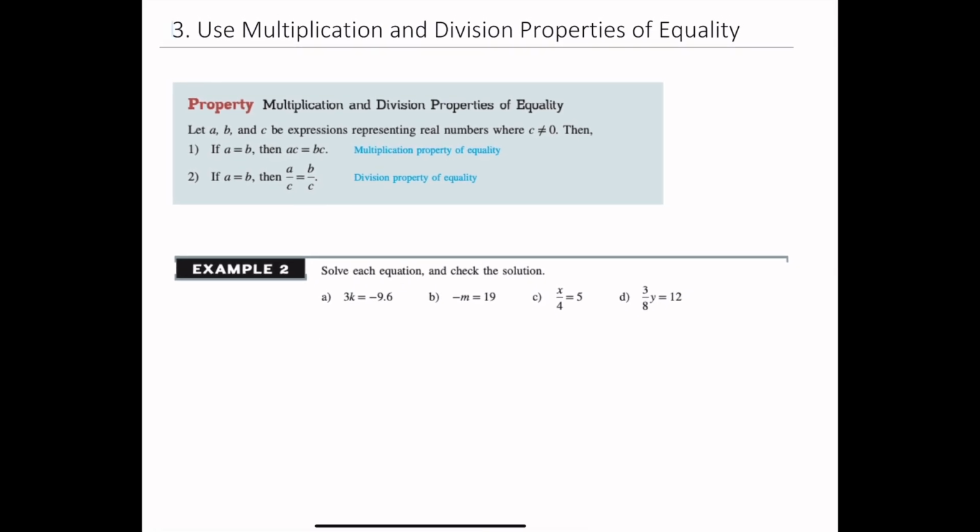Now let's practice using multiplication and division properties of equality. Just like we can add or subtract a number from both sides of an equation, this is saying if a equals b, then a times c equals b times c. You can multiply a number on both sides of the equation. Also, if a equals b, then a divided by c equals b divided by c. You can divide a number on both sides of the equation. And you have to do it on both sides. That's sort of the key to make sure that things stay equal.